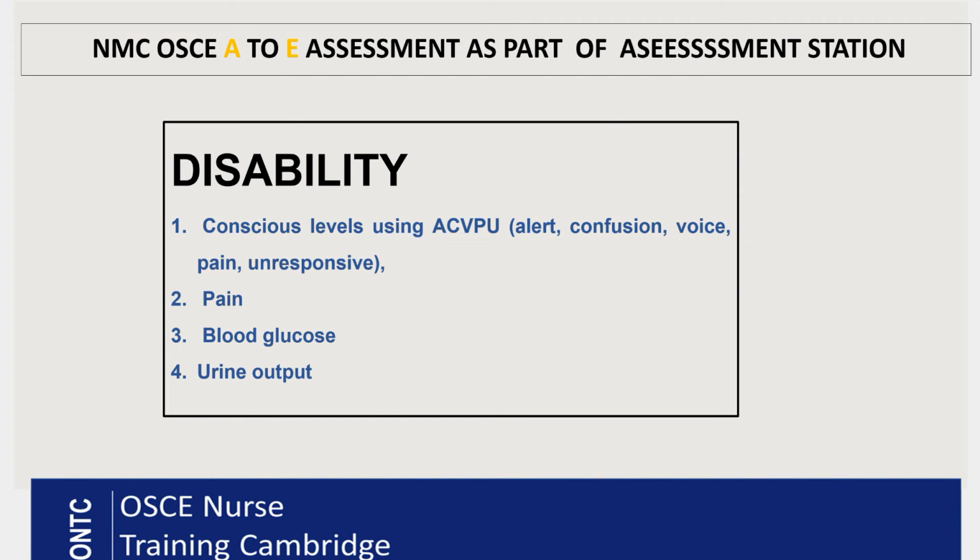So we're going to ask the assessor for the urine output. Hopefully it would be normal blood glucose and urine output in your exam. And then next we're going to move on to the last one, which is exposure.